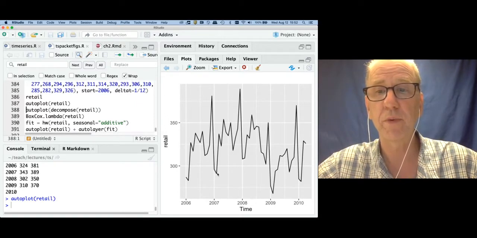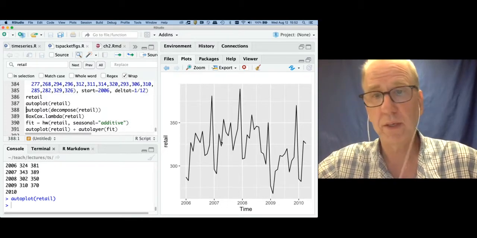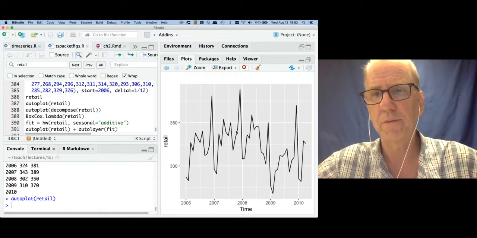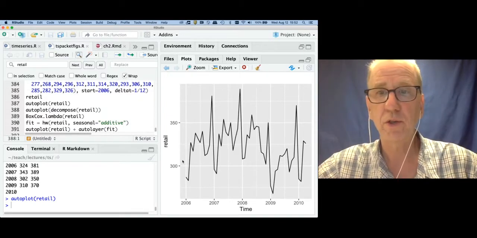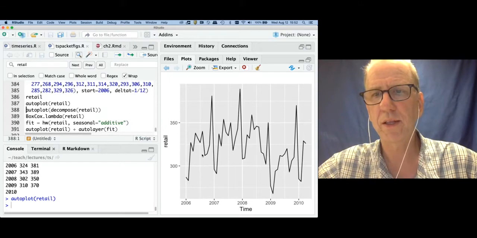So that's January and February. But then things build up again throughout the year. So very strong seasonal effect. The other thing that I see is a trend. So looks like things are getting better.